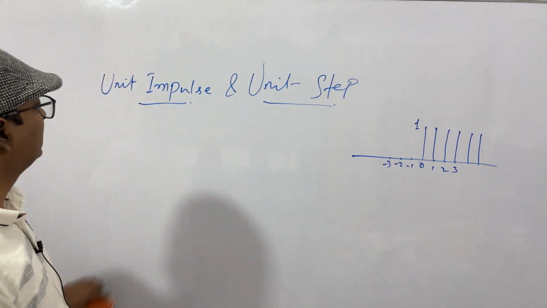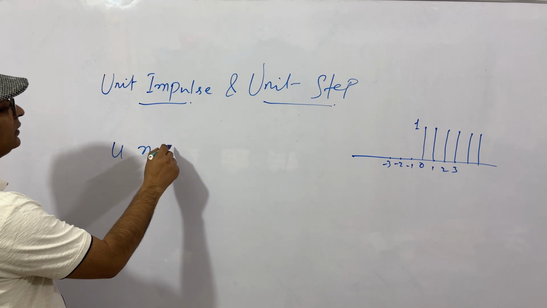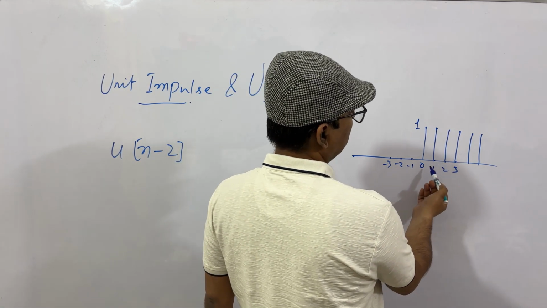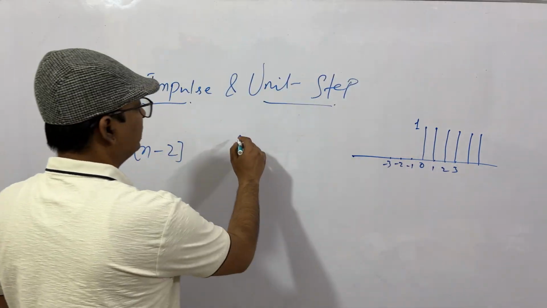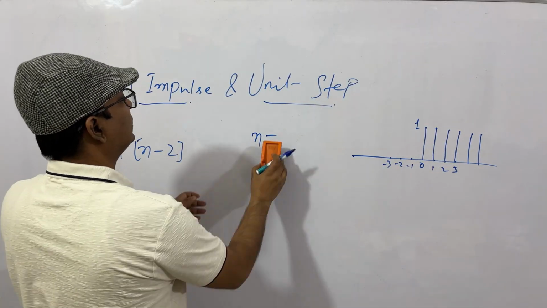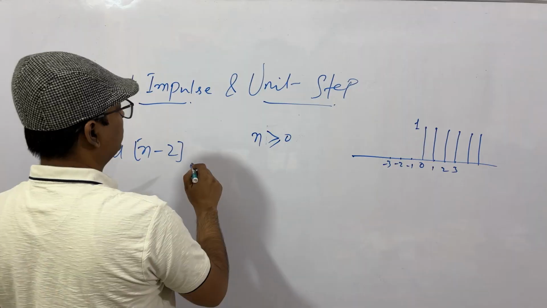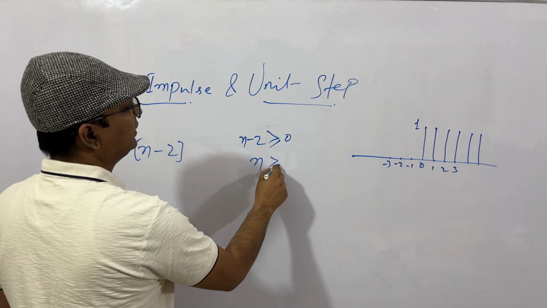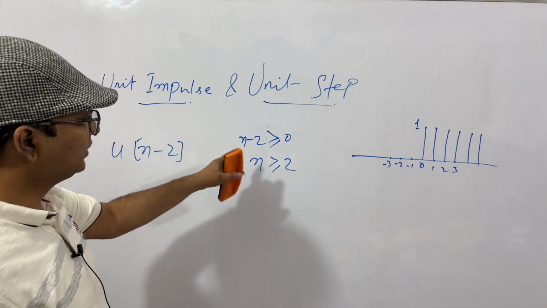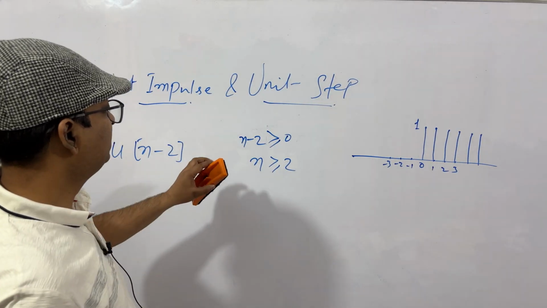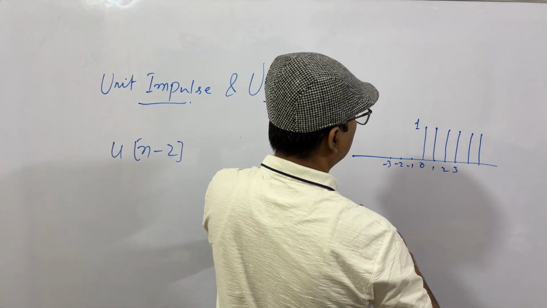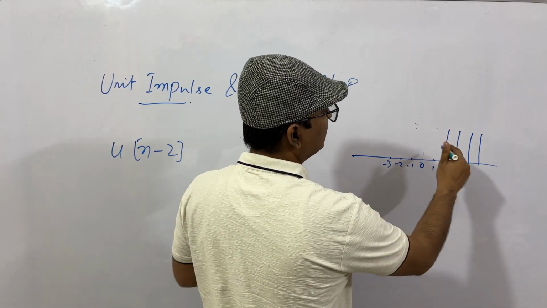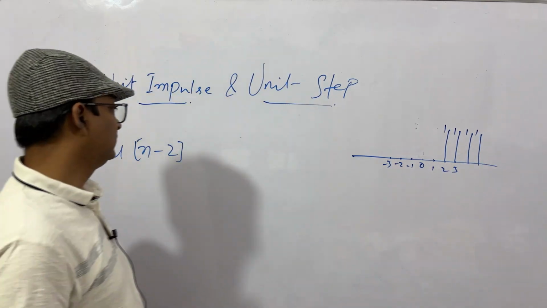Okay, now what about shifting? If we have u[n minus 2], it means, as I told you, u[n] is 1 for n greater than or equal to 0. So in place of n, I'll put n minus 2. I have solved some questions related to this type, so you will understand this. So here you will have this graph, that is, from 2 onwards it is 1. This is u[n minus 2].